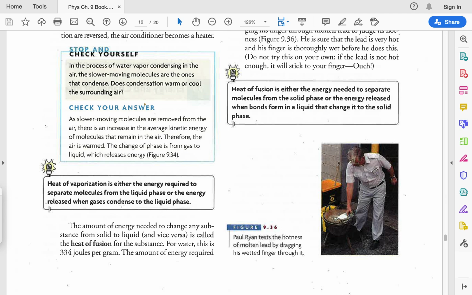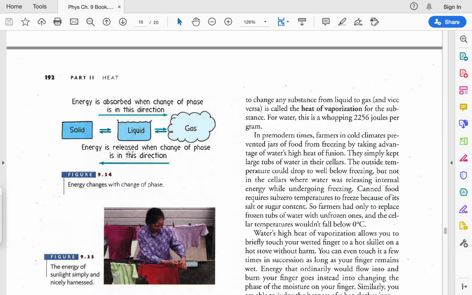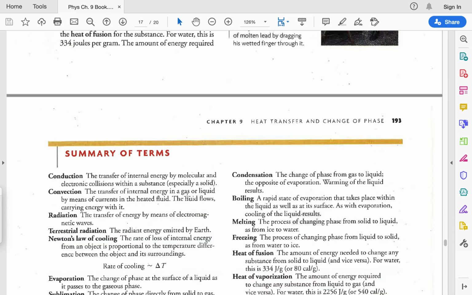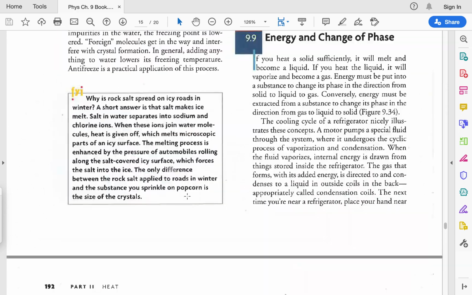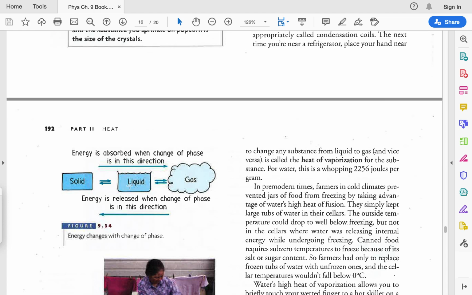Again, the heat of fusion is the heat that is needed to go between liquid and solid. Okay? From liquid to gas, heat of vaporization. If you go from liquid to solid, heat of fusion; solid to liquid, again, heat of fusion, you would use the same number. Okay? Heat of vaporization, liquid to gas; gas to liquid, heat of vaporization.